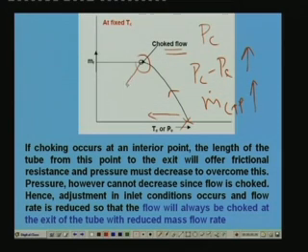This happens because at this point the velocity of the refrigerant reaches that of the sonic velocity. Okay, once it reaches the sonic velocity, the velocity cannot increase further, so mass flow rate cannot increase further, so mass flow rate remains constant. This is a typical problem encountered in compressible flows, for example in nozzles, etc. And this is known as choking, as I said, and if choking occurs at an interior point, the length of the tube from this point to the exit will offer frictional resistance and pressure must decrease to overcome this. However, pressure cannot decrease because flow is choked, hence an adjustment in inlet condition occurs and flow rate is reduced, so that the flow will always be choked at the exit of the tube with reduced mass flow rate. Okay.